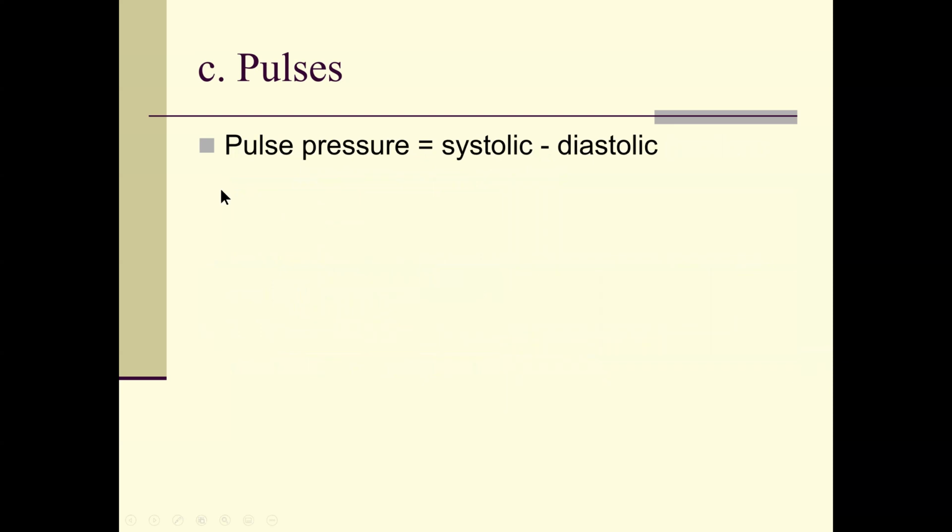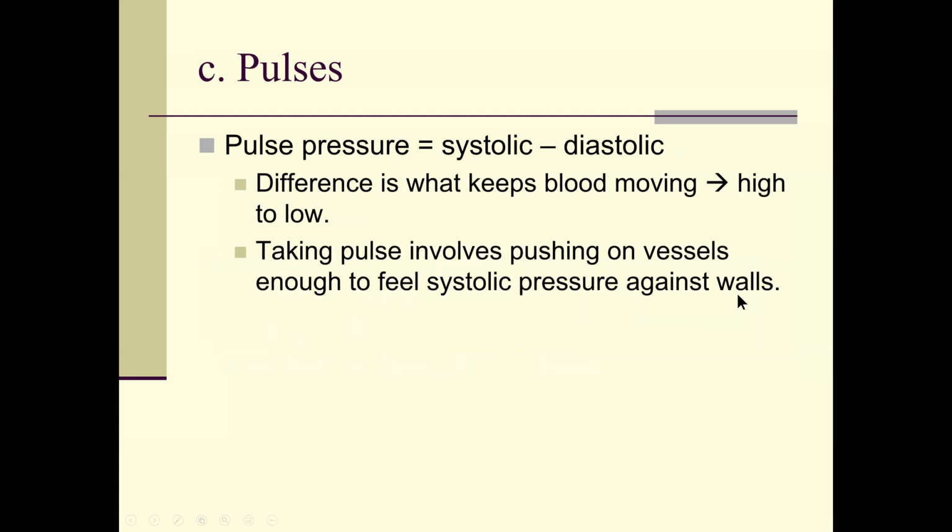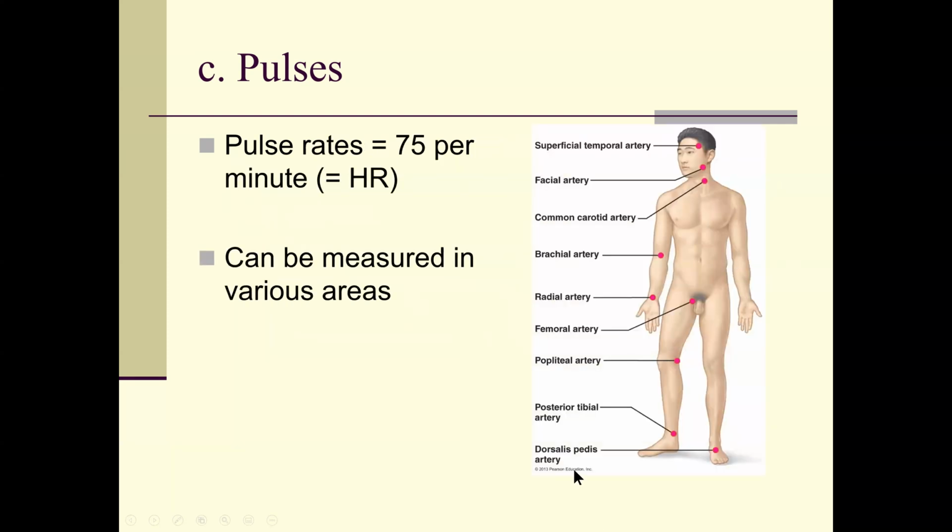Pulse pressure is the difference between the systolic and diastolic pressure. So if we had a pressure of 120/80, we'd have 120 minus 80, that'd be 40. The difference is what keeps the blood moving, high to low. Taking a pulse involves pushing on the vessel enough to feel the systolic pressure. There are a number of places to do this: posterior tibial and dorsalis pedis in the feet.